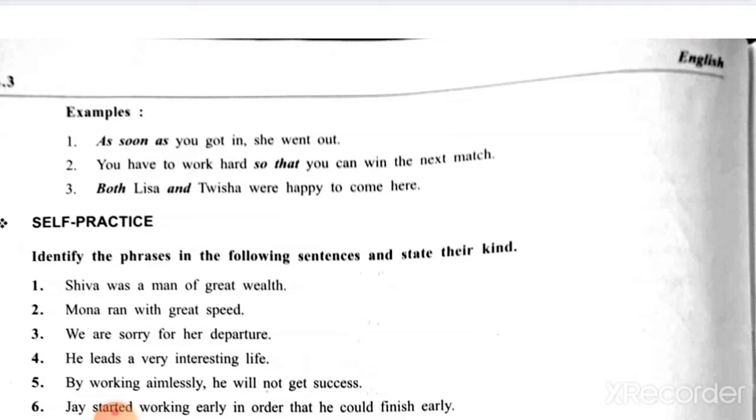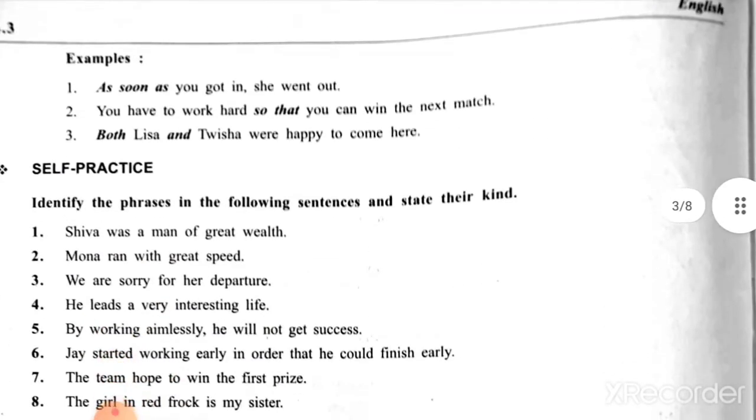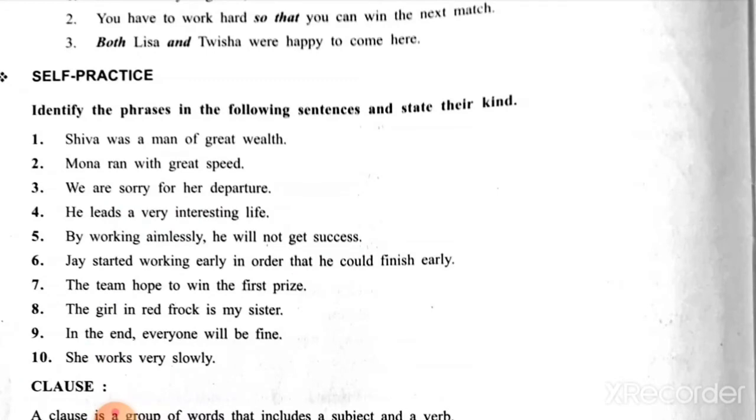Both Lisa and Twisha were happy to come here. Both and. Okay, so that is your conjunctional phrase. So here is for self practice.